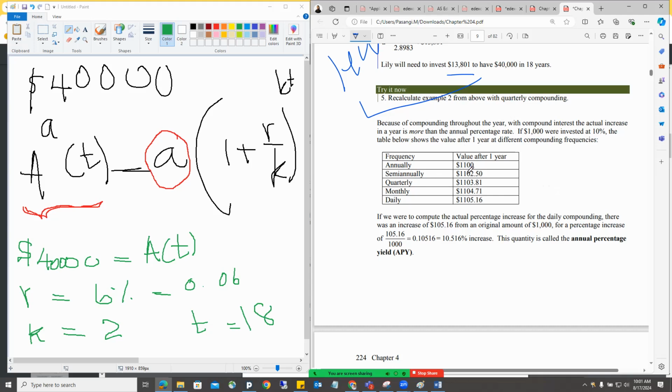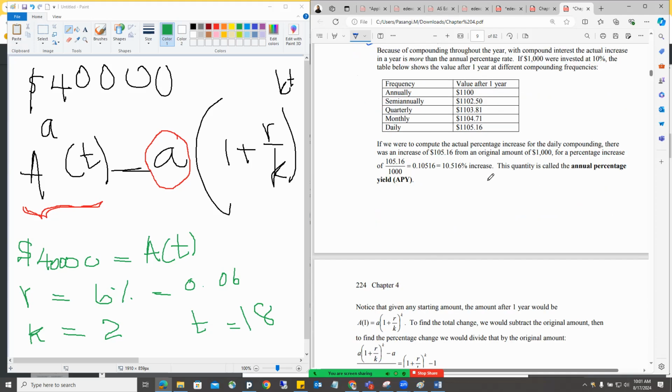If it's annually, then here we have 1,100. Then if it's semi-annually, then we are calculating the interest twice per year. Quarterly, 4 times per year. Monthly, it will be 12 times per year. If it's daily, which means 365 times. That's how we normally calculate these ones.